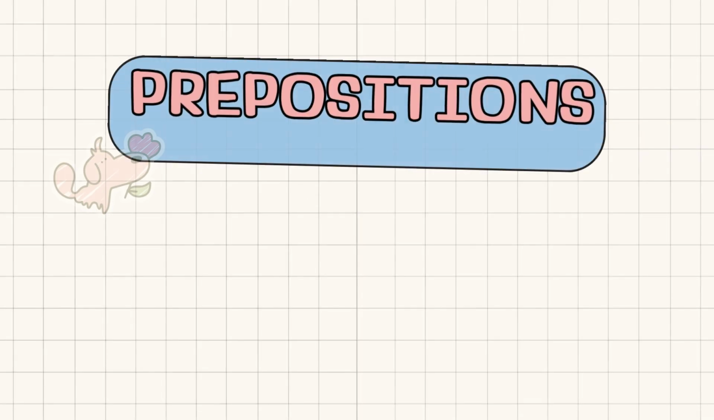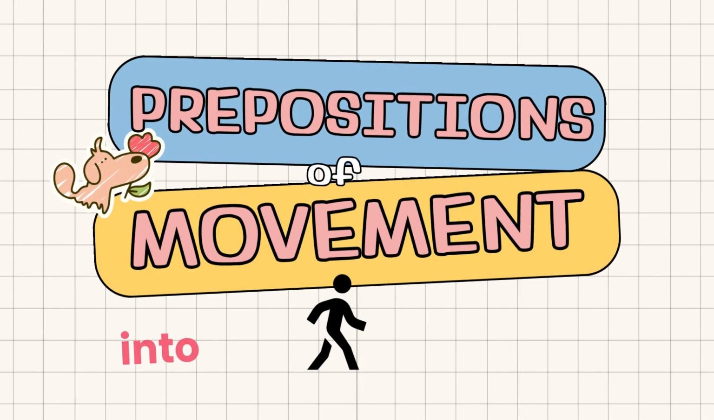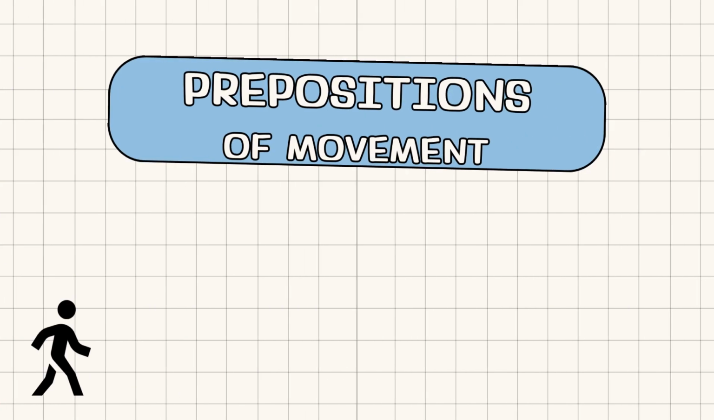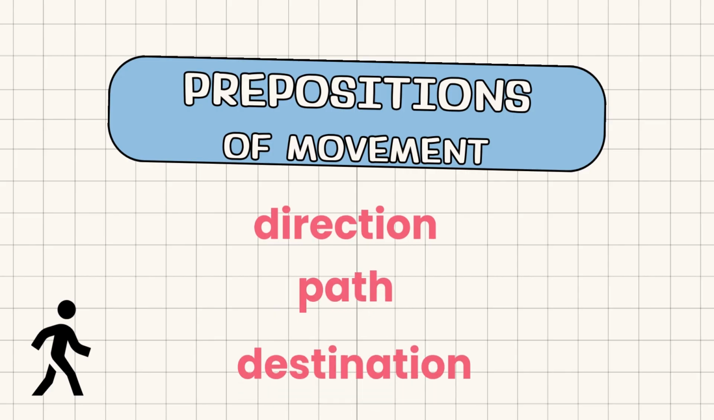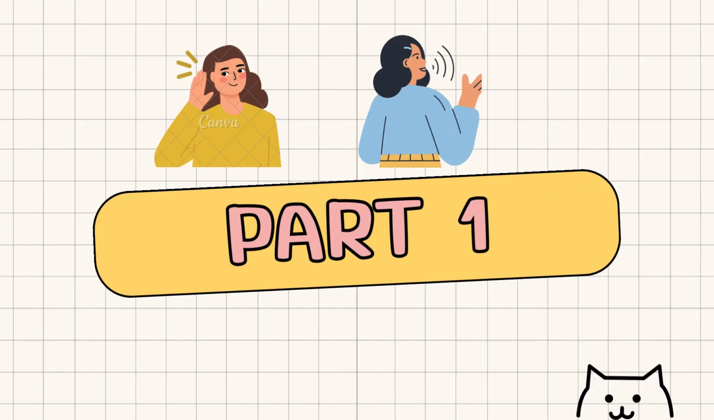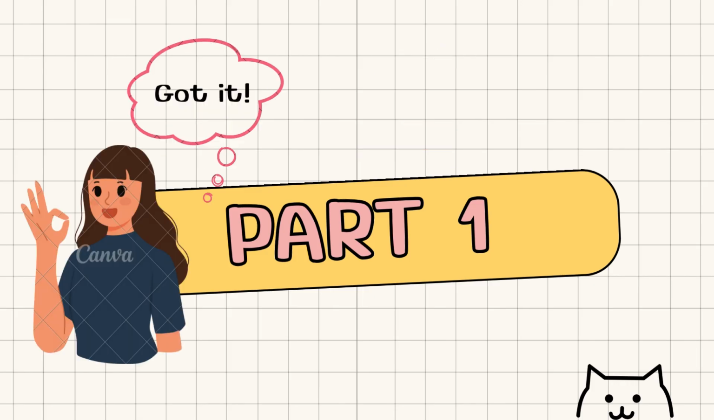In this video, you will learn how to use prepositions of movement like into, across, through, and more. Prepositions of movement are words that describe the direction, path, or destination of something moving from one place to another. Listen and follow along as we go through the meaning of each preposition with sample sentences. This will help you understand them better and give you a chance to practice speaking at the same time.